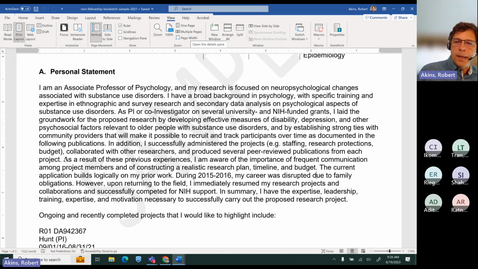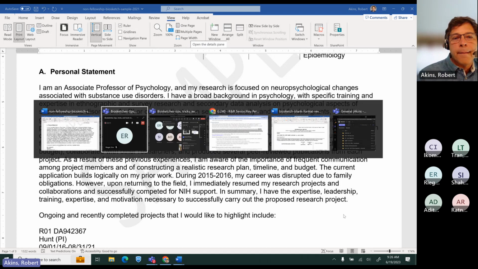And then she took advantage of this. There's an opportunity in the biosketch to talk about any interruptions, anything that you want the reviewers to know, that she had a disruption. But overall, she has the expertise, leadership training, expertise and motivation. She has expertise twice to successfully carry out the proposed research. So that's one of the two. I think there's two on here.